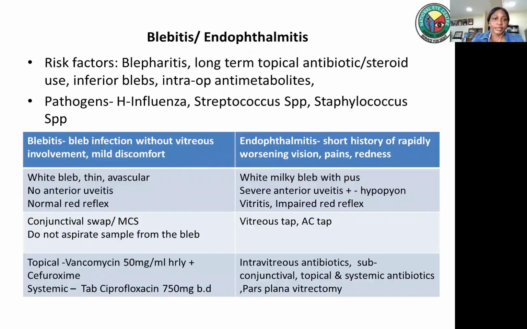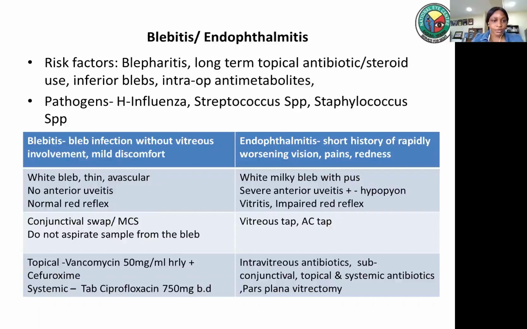Then pathogens include H. influenzae, streptococcus, staphylococcus species. Now, the virulence of the organism determines how the patient presents. Now, when a patient has blebitis, there is no vitreous involvement. So there's an infection of the bleb, but it's mild and vitreous is clear. Now, the patient comes with a white, thin avascular bleb, no anterior uveitis, normal red reflex.